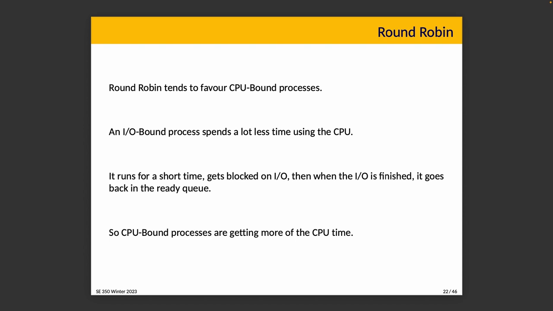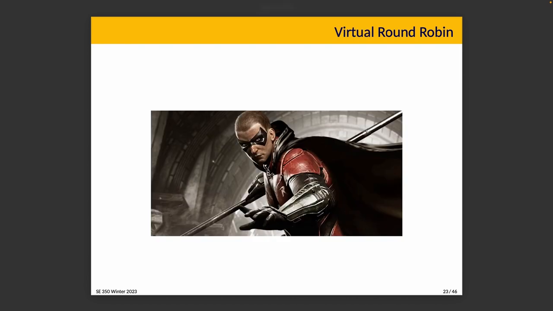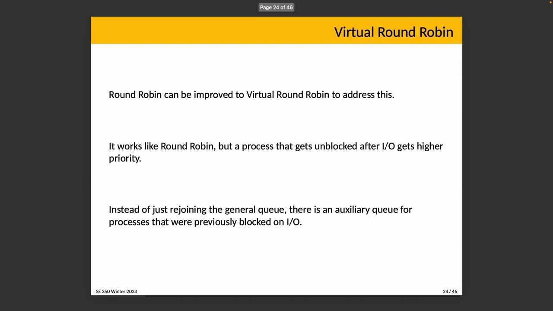And yet, there's fair and there's unfair. So let's modify that a little bit with virtual round robin. And this addresses the unfairness somewhat. It works like round robin, but with this idea that a process that gets unblocked after I/O gets a little bit of priority. Instead of just rejoining the global general queue, we have a special queue where we send the process or the thread that got blocked on I/O when it gets unblocked. Right, and this is called the auxiliary queue. And this is just sort of like an express lane, if you will.